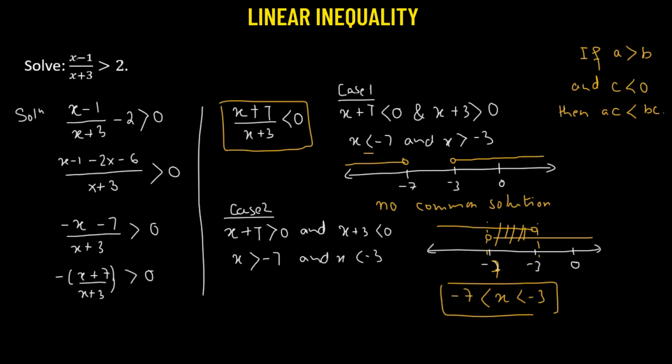And if we want to express this answer in the interval form, that means we have negative 7 going to negative 3, and this will be an open interval. That's because the endpoints negative 7 and negative 3 are not part of the solution. That means they are not included.